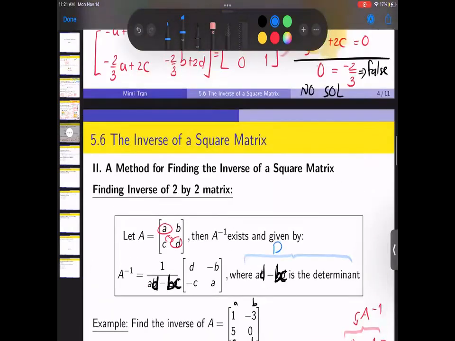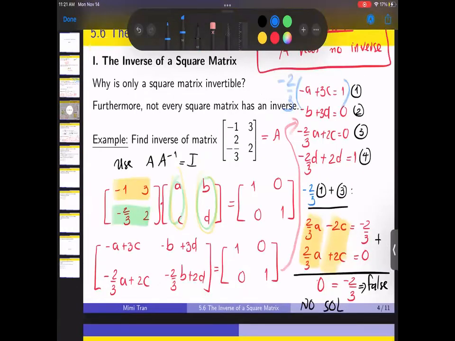Let's go back to this problem. Let's check the determinant for this matrix. I just want to check the determinant, so just D. I don't need to do 1 over, just D. So AD minus BC. A is negative 1/2 times D is 2, minus B is 3 times negative 2/3, which is negative 1 plus 1, which is 0, right? That's why we don't have an inverse for this problem.